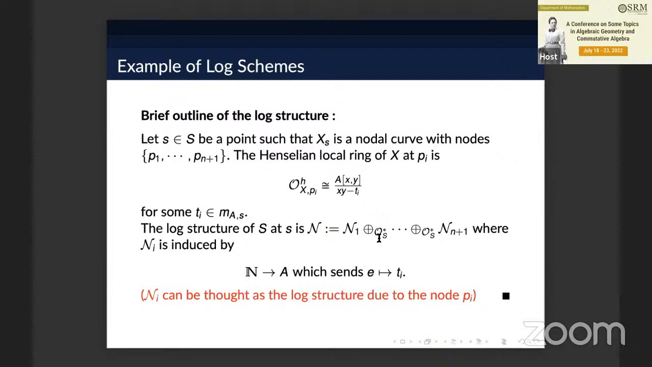And then every one of them contains the sheaf of units, so you can take the pushout along O star. That is the log structure on the base. So one can see if S is just a point, then since there is no maximal ideal, all these t_i have to be zero. So it is just given by N to the power n+1 mapping to A, such that all the generators are mapping to zero.